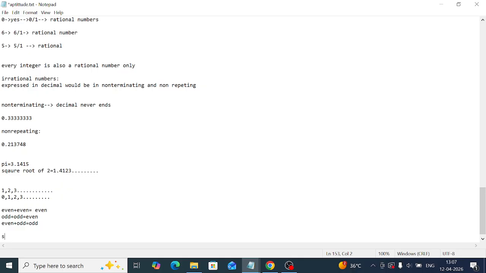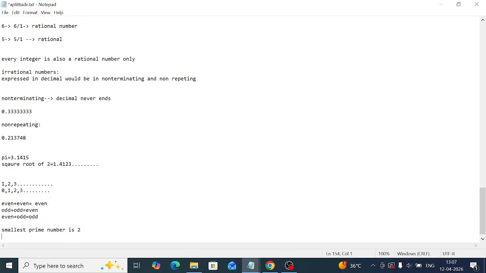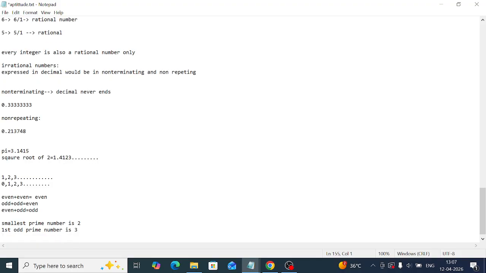Smallest prime number is what? 2. The smallest prime number is 2. Next, the only even prime number is also 2. First odd prime number is what? 3 is the first odd prime number.